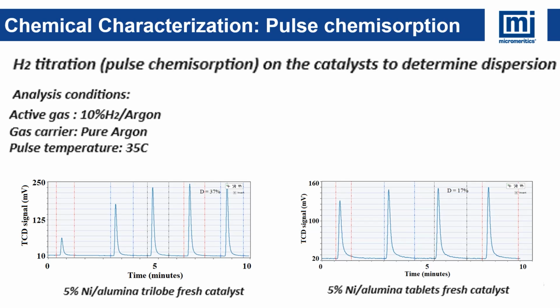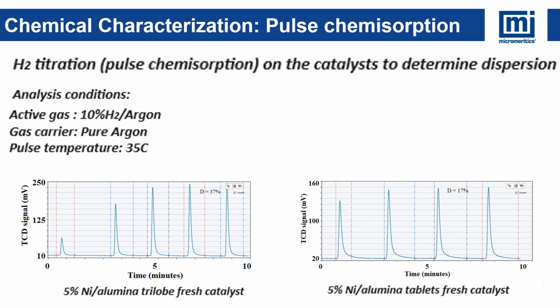So how do we do that? The condition is that we have 10% hydrogen in argon, which is the active gas, and the carrier gas is pure argon. So we fill a loop. We know the volume of the loop at a certain temperature. We fill it with 10% hydrogen, and we pulse it over the sample, and we determine the amount of gas being adsorbed.